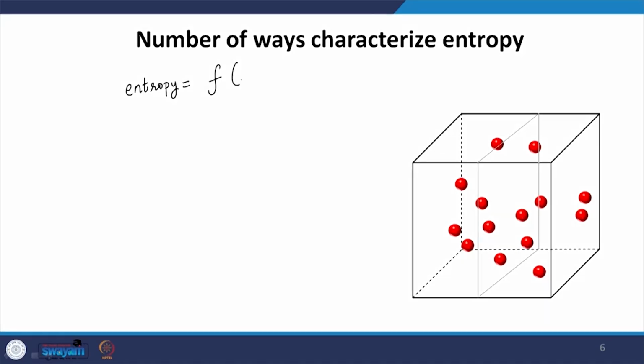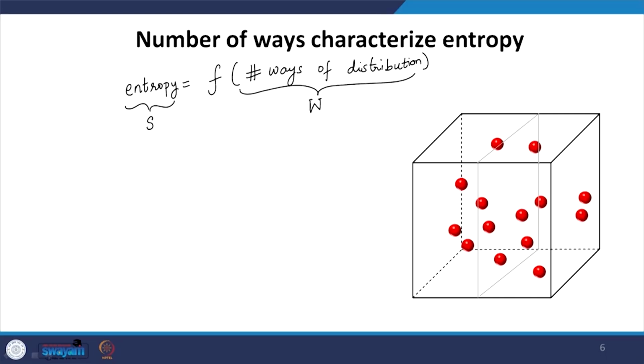So, if this is clear, then we can characterize the entropy as some function of the number of ways of distribution. So, although I said that entropy refers to the number of ways of distribution, I have not said that the entropy is the number of ways of distribution, right. There is some relation, but we do not know what the relation is, right.